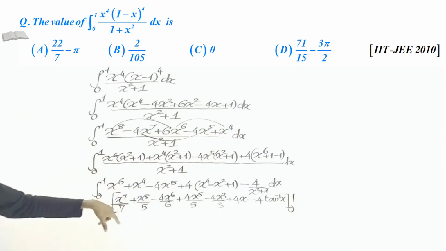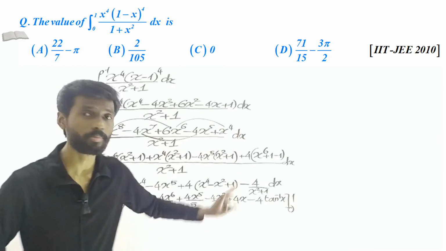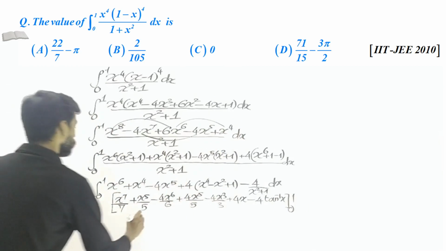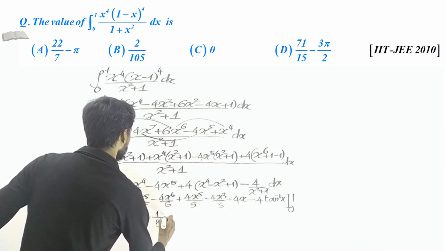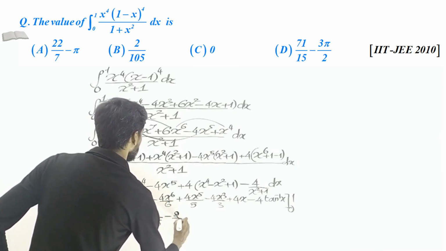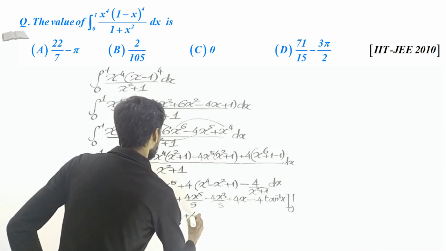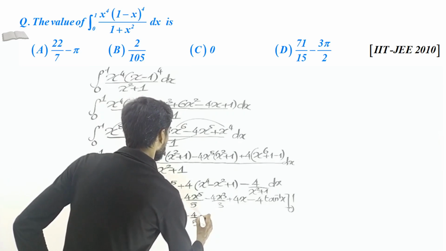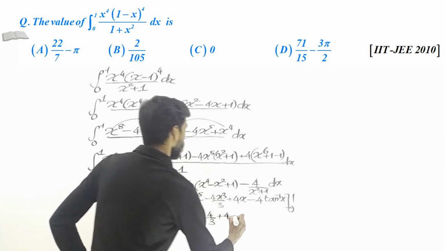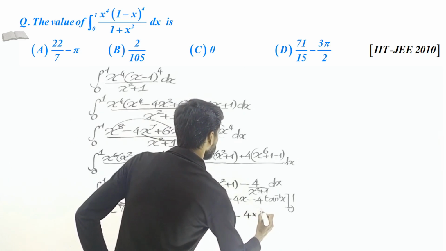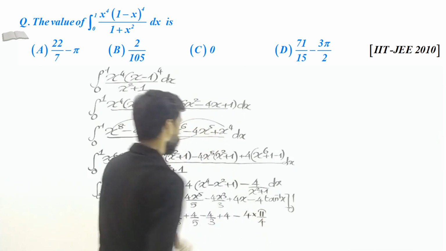That's all. Substitute the upper limit. If you substitute the lower limit, all the terms will become 0, so only the upper limit. So that is 1 by 7 plus 1 by 5 minus 4 by 6 or 2 by 3 plus 4 by 5 minus 4 by 3 plus 4 minus 4 tan inverse 1, so that is pi by 4, so that is simply pi.